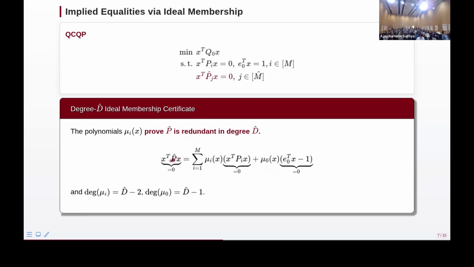This should convince you that this is redundant because this is zero on the set I care about and this is zero on the set I care about. I know I'm moving fast, but the key takeaway here is that you can actually search for all implied equalities that you could possibly add to a program by simply solving a linear system. There's a linear parameterization of all of the implied equalities.